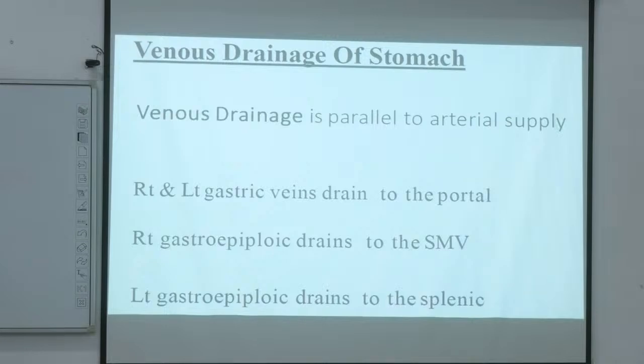Next we go to the venous drainage. Venous drainage of the stomach. Venous drainage is parallel to the arterial supply. It has veins of the same name as the arteries: left and right gastric vein, left and right gastroepiploic vein, short gastric vein.